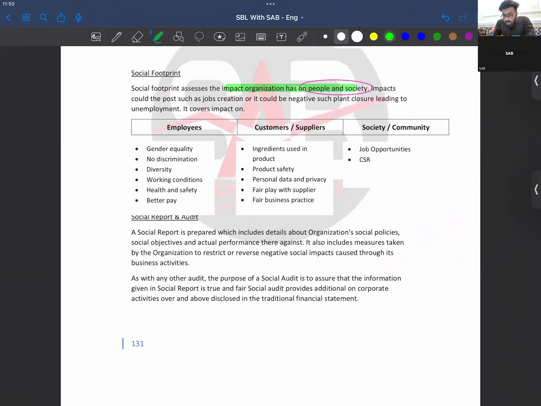Impacts could be positive, such as job creation. A social footprint of any entity is that it creates jobs, or it could be negative, such as plant closure leading to unemployment, right? It covers impact on customers, suppliers, society, and employees, right? These are the types of social and environmental footprint.